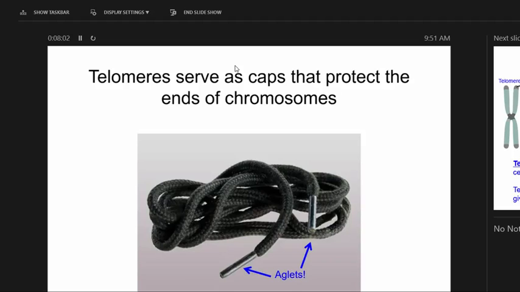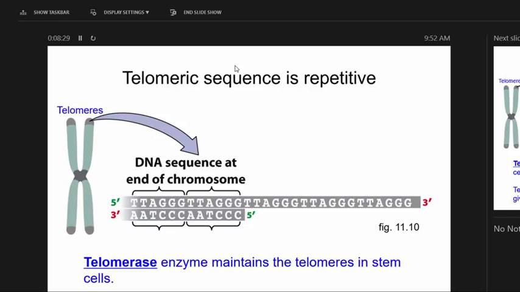So telomeres are exactly analogous to aglets, those little things on the end of shoelaces. What happens if you accidentally have your shoe untied and you step on one of those and it gets crunched? The end of it just unravels, right? These are protecting the ends from unraveling, and then it goes on down the shoelace and you're in trouble.